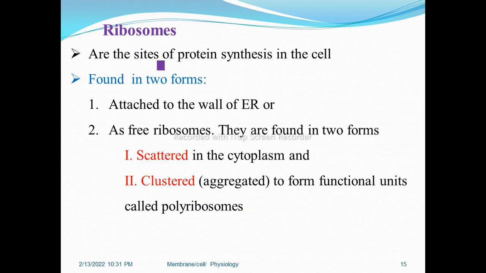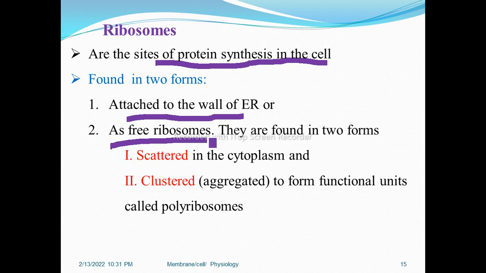Now, observing the organelles, ribosomes are the sites of protein synthesis in the cell, and they are found in two forms. One is attached to the wall of the endoplasmic reticulum, the other is free ribosomes. So we can divide ribosomes into two: attached ribosomes and free ribosomes. Attached ribosomes are those that have a connection or attachment with the endoplasmic reticulum. That's why we call it rough endoplasmic reticulum. Some are also attached to the outer nuclear membrane. These are involved in the synthesis of protein designed for insertion in the plasma membrane or for export from the cell.